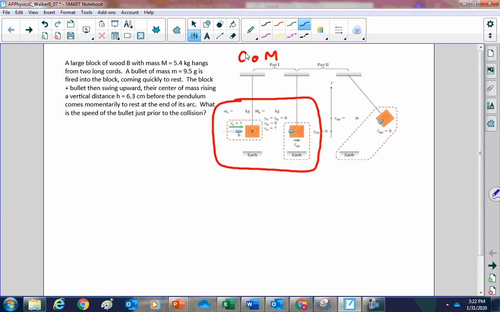After the collision, we assume there's no air resistance, and the string is perpendicular to the motion of the block, so it's not doing any work on the block. So in this swinging part, as long as there's no air resistance, energy is conserved. We actually have to solve part two before part one, because we don't know the speed of the bullet when it hit the block. That's what we're trying to find.